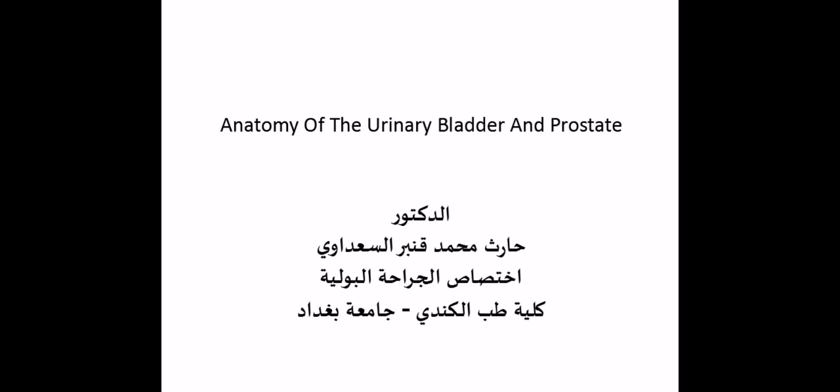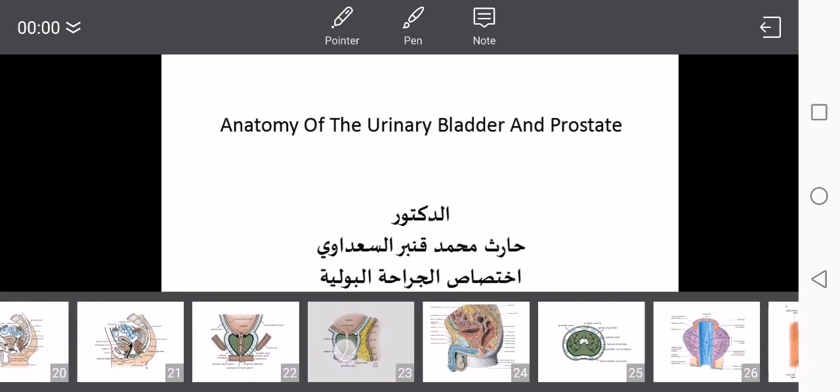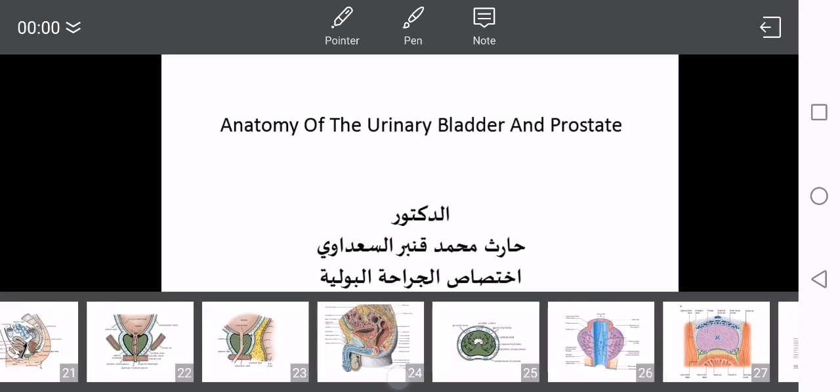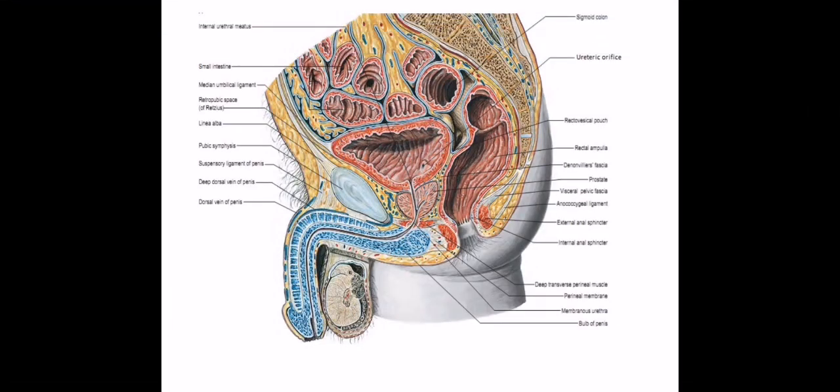بالجزء الأول قدمنا Anatomy of the urinary bladder، هسه راح نبدي نحكي عن Anatomy of the prostate. Talking about the prostate. The prostate is a fibromuscular glandular organ that surrounds the prostatic urethra.